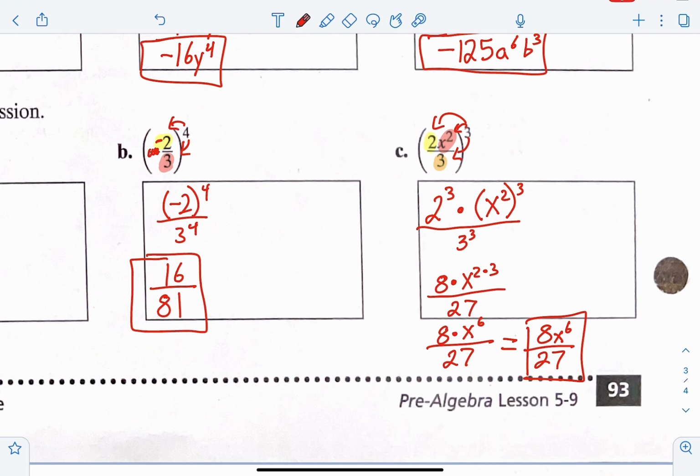All right, that wraps up the video for lesson 5-9, where we are looking at powers of products and quotients.